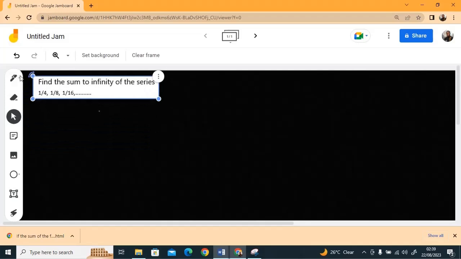Now this one, how are we going to solve this? The way you're going to solve this, I find the sum to infinity. Sum to infinity is what? A over 1 minus r. And our a here is the first term, which is 1 over 4. Now, the common ratio, you divide this one by this one.